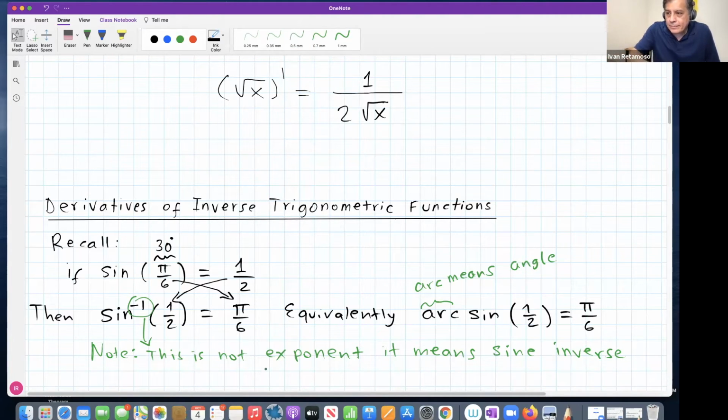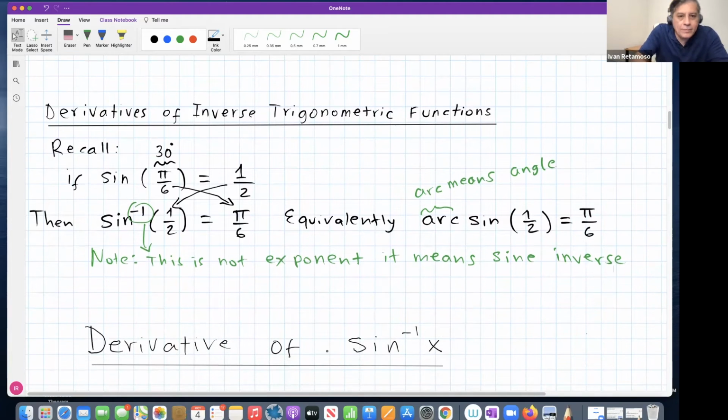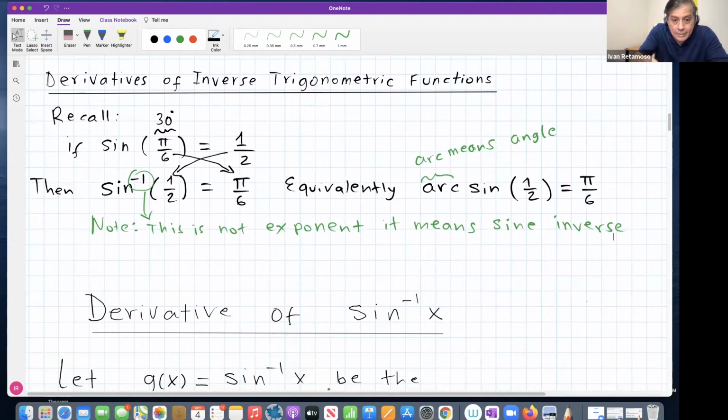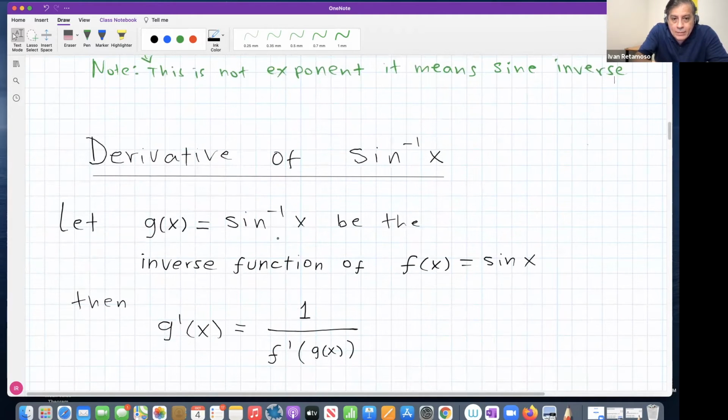Okay, guys, so now let's talk about the derivative of sine inverse. We are going to develop formulas for the derivative of these inverse trigonometric functions. So let g of x be equal to sine inverse of x. Let this be the inverse function of f of x equals sine of x. I'm going to apply the formula that says that the derivative of the inverse function is 1 over the derivative of the original function evaluated at the inverse function, right? This is what we showed before.